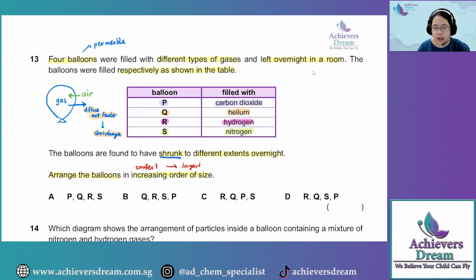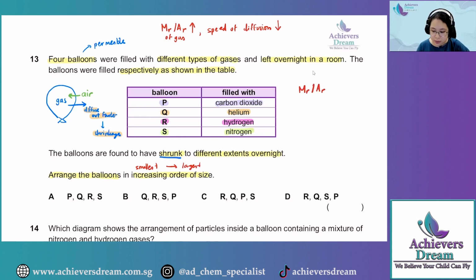Now that we know that the reason for this shrinkage is due to the diffusion of gas out of the balloon, we can compare the speed of diffusion of the different gases in each balloon. And each of these gases is a different type of gas with a different either relative atomic mass or relative molecular mass. So we have also learned that if the gas has a higher MR or AR, the speed of diffusion will become slower. So let's compare the MR or AR of each of these gases.